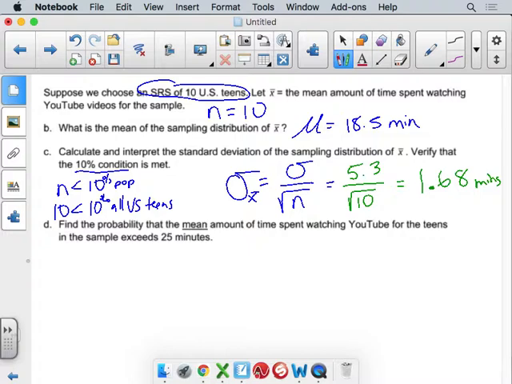So our spread gets smaller the bigger the sample size that we use. That's an important thing that's always hit on, like every year: if you increase your sample size, your spread gets smaller. Okay, so that's my point.